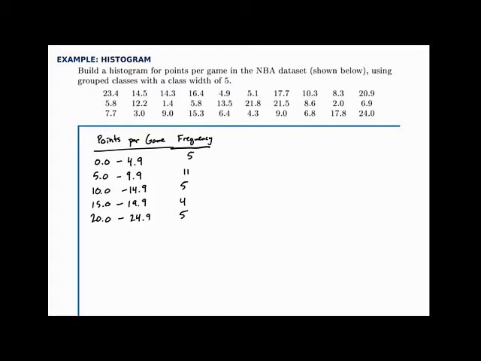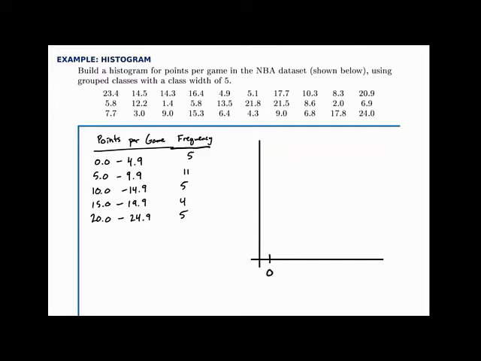In the last example, we built a grouped frequency table, and now we're going to build a histogram that matches it. So we're going to take the frequency table we built earlier and just draw this histogram to represent the same picture. So to do that, we'll start with a grid, and the x values will range from 0 up to 24.9 or up to 25.